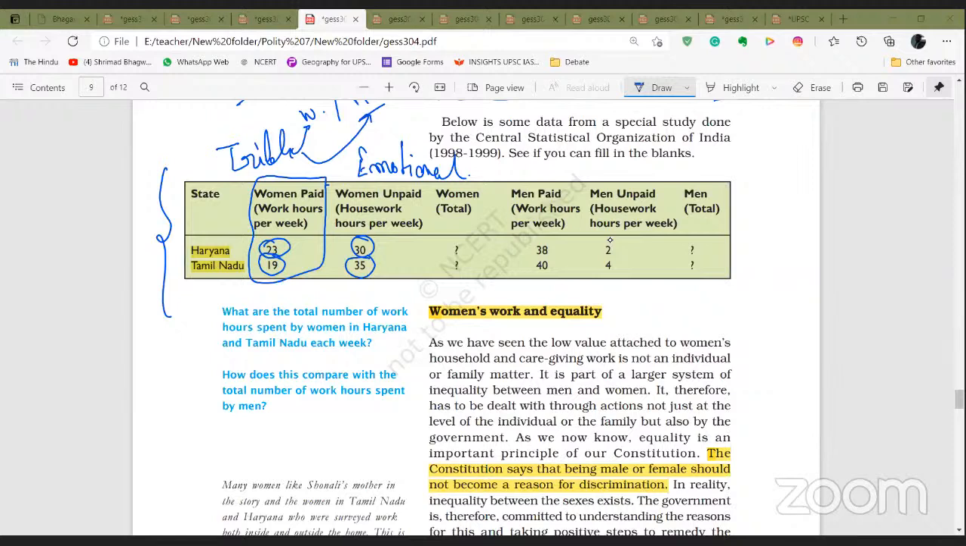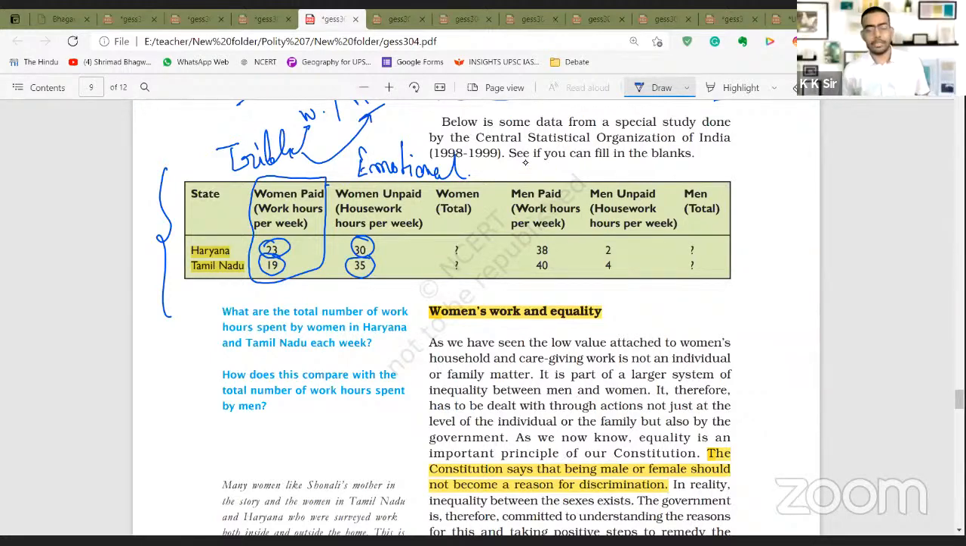Yes, sir. So according to me, in Haryana, the people are more employed in the agriculture side. So the women have to work more in the farms. As opposed to that, in Tamil Nadu, there is not that much population working in the farms or joining the agriculture sector. So if we consider that aspect, we can say that in Haryana the woman works more in the farm. So that's why the work hours are more in Haryana. Good, good. Fairly decent explanation.